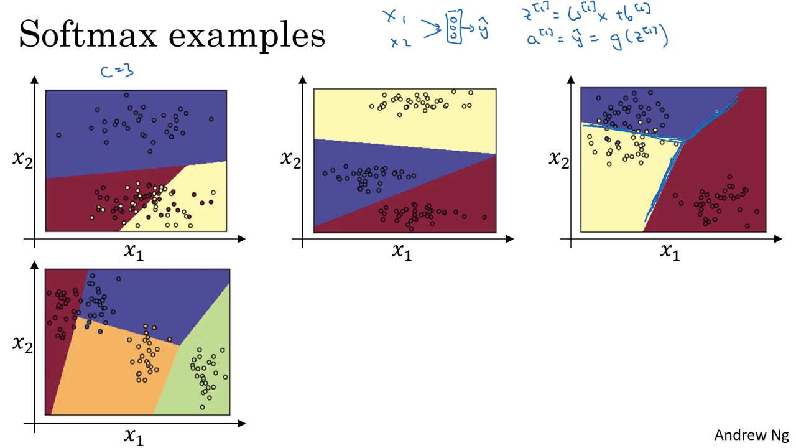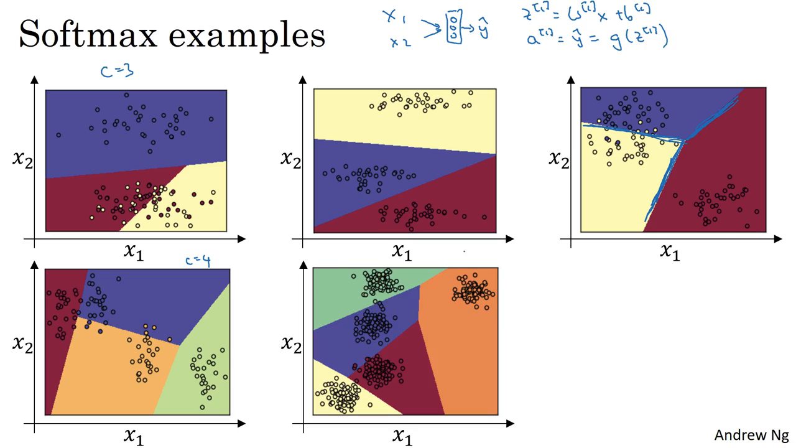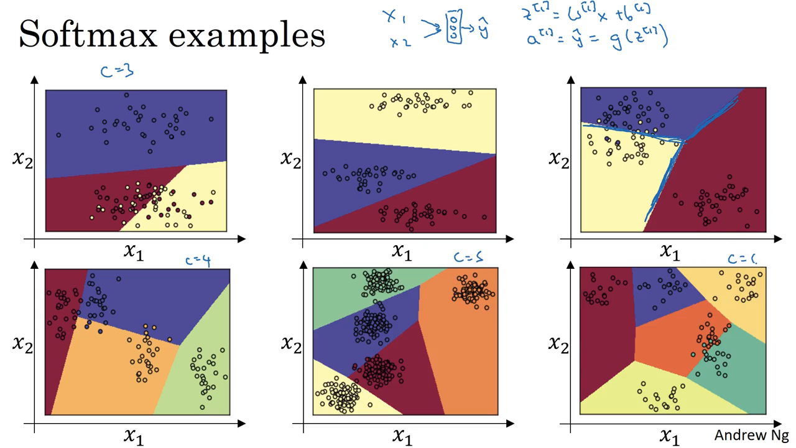Let's look at some examples with more classes. This is an example with C equals 4, and softmax can continue to represent these types of linear decision boundaries between multiple classes. Here's one more example with C equals 5 classes, and here's one last example with C equals 6. So this shows the type of things a softmax classifier can do when there is no hidden layer. Of course, if you have a much deeper neural network with x and then some hidden units and then more hidden units and so on, then you could learn even more complex nonlinear decision boundaries to separate out multiple different classes.